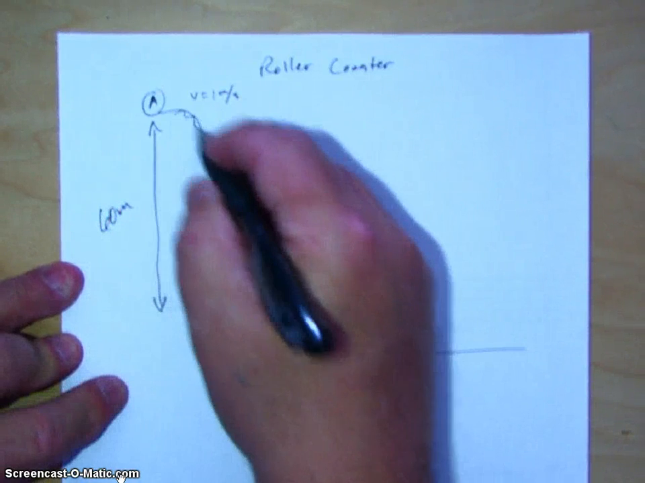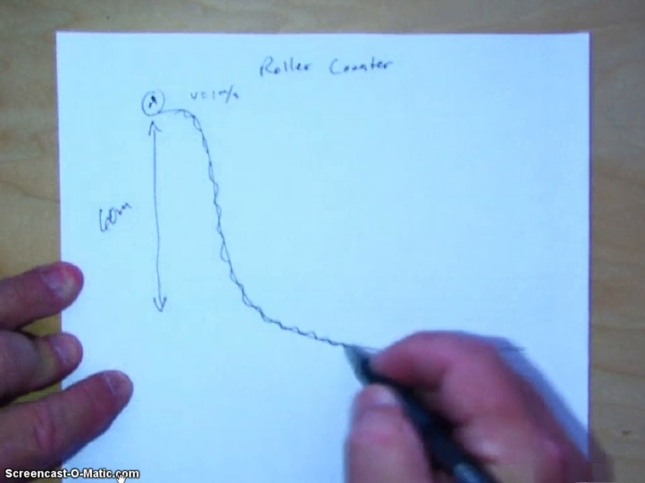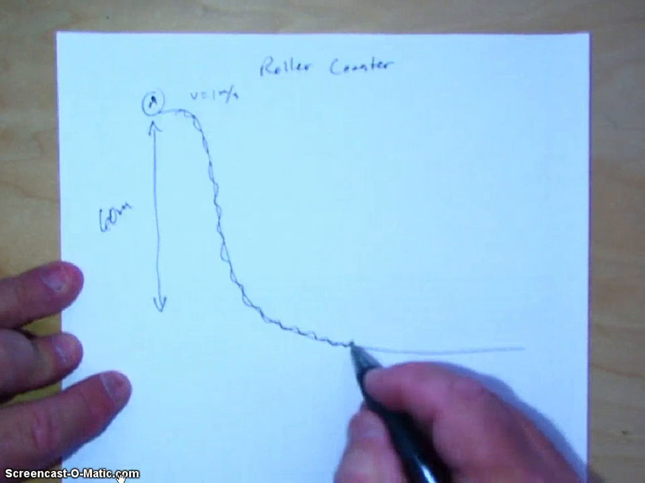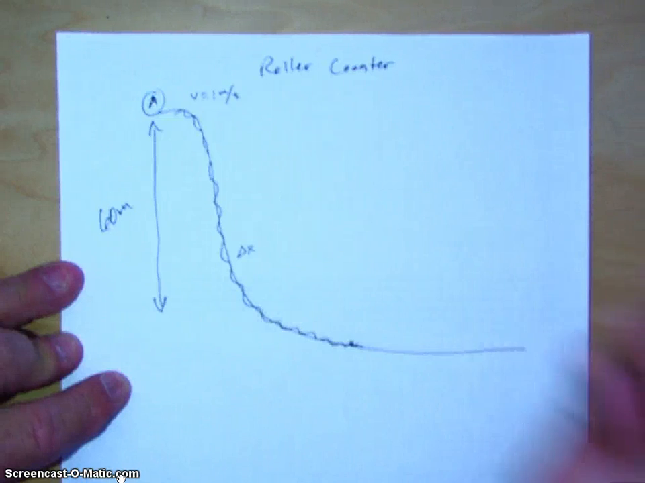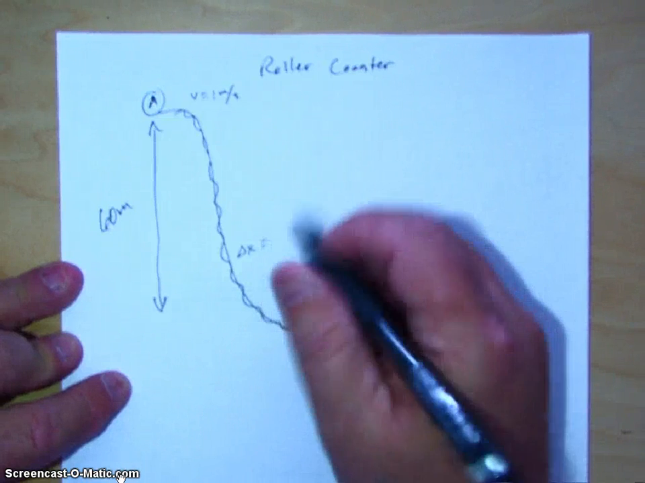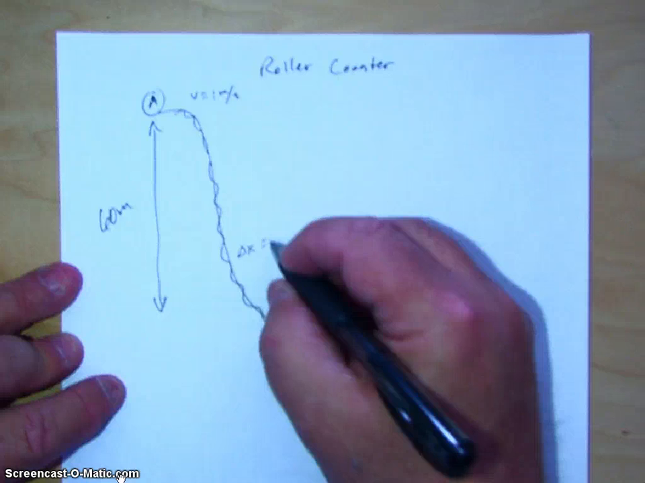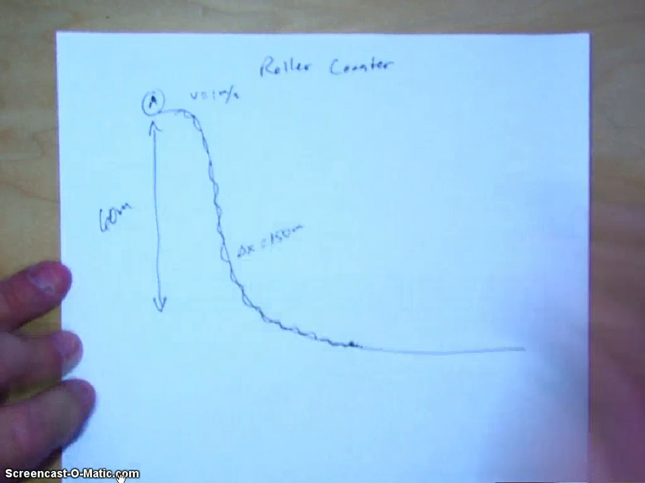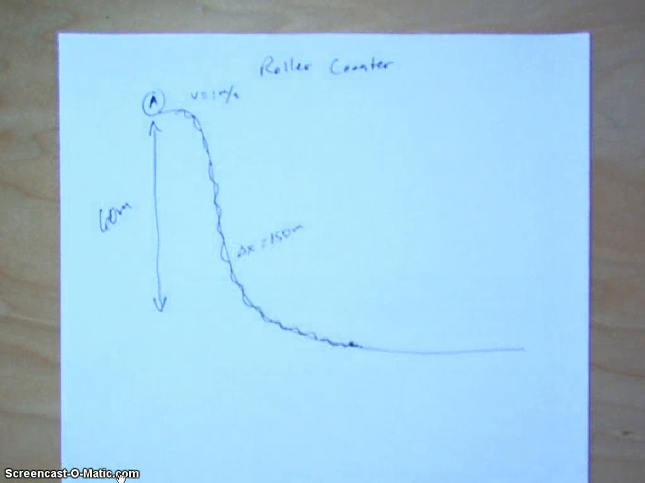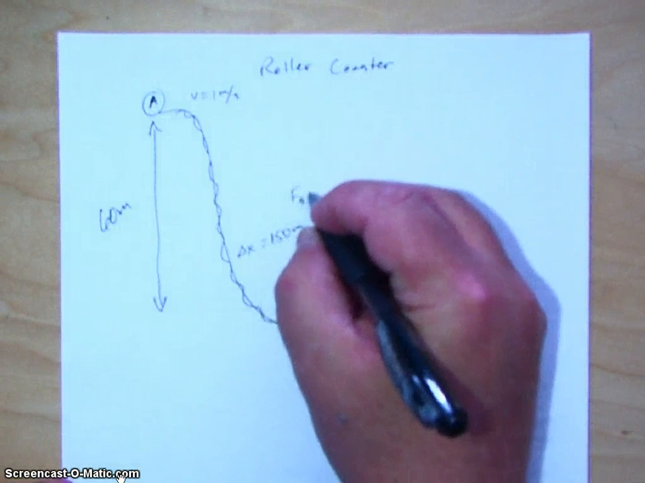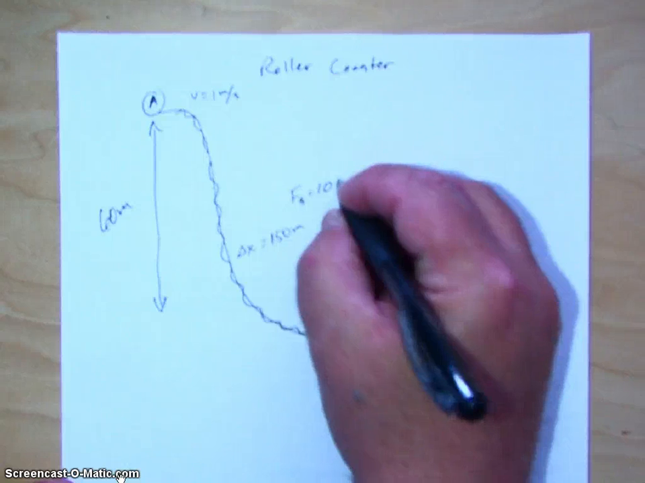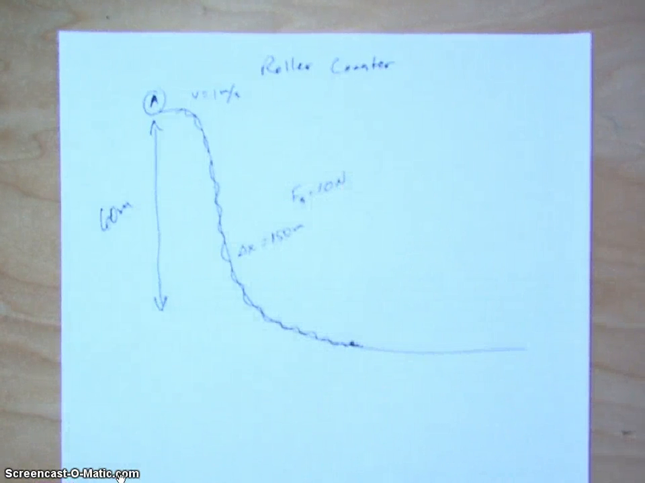Now this distance is important, because I'm going to have friction acting along this distance. And I'm going to tell you the distance along the track is 150 meters. So in other words, that's how far friction acts on. And I'm going to tell you the average force of friction is equal to, let's go with 10 newtons. Now I'll just make up a number.